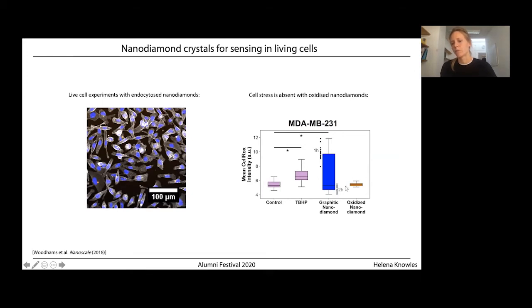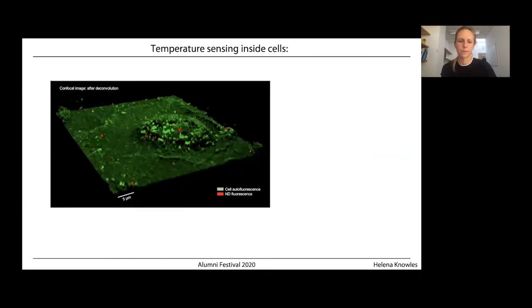Whereas if we do some preparation to these nanoparticles, if we oxidize them first and we get rid of this graphite so that it's really pure diamond, which is very inert as a material, then we don't see that stress spike, and we can be confident that we can introduce these sensors without perturbing the system, and we can actually do measurements in situ using these sensors.